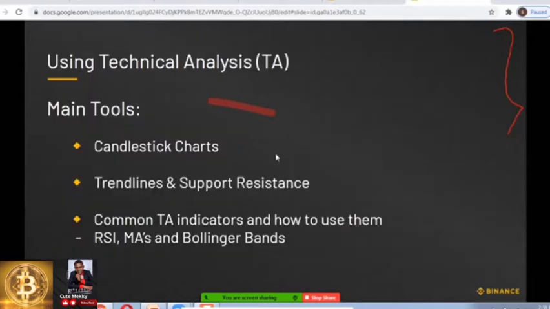So let's proceed. Now, what is technical analysis? Technical analysis mainly uses these three tools. Number one, we have the candlestick charts. We have the trend lines, support, resistance, and all that. And we also have technical indicators. I'll be showing you how to use these three tools to trade the financial market, in this case, the cryptocurrency market.